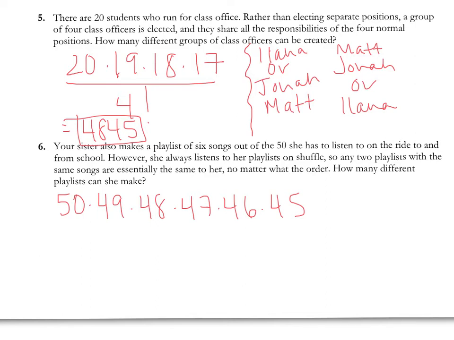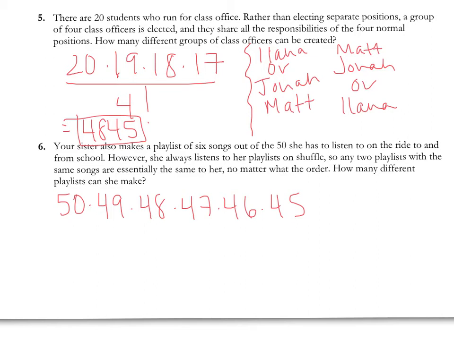However, if she listens to playlists on shuffle, if 2 playlists have the same 6 songs in 2 different orders, the 2 playlists aren't going to be any different to her, right? Because they're just going to be on shuffle anyway. So those 2 playlists, as long as they have the same 6 songs, they're basically going to be the same to her, because she always listens to them on shuffle. So 2 playlists that have the same 6 songs, we don't want to count as being different, but this calculation does count them as being different.